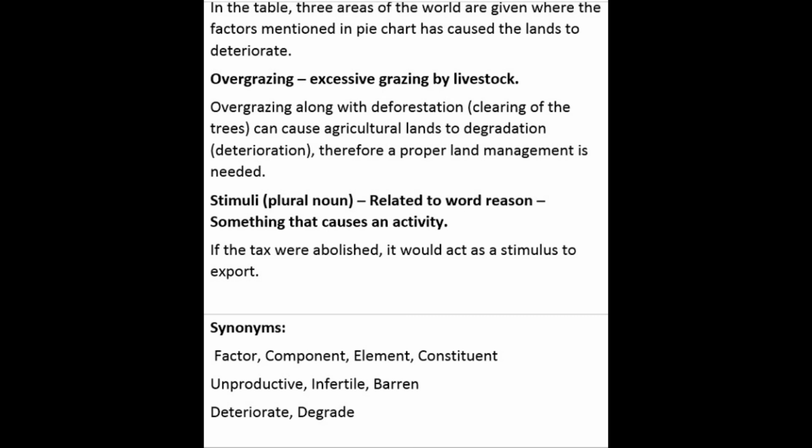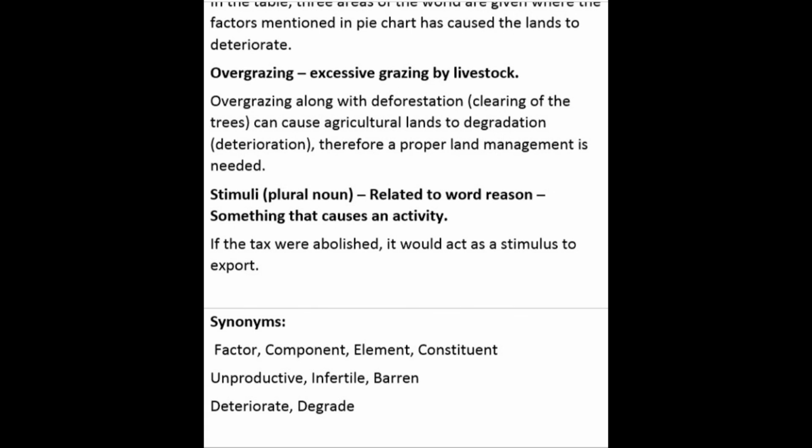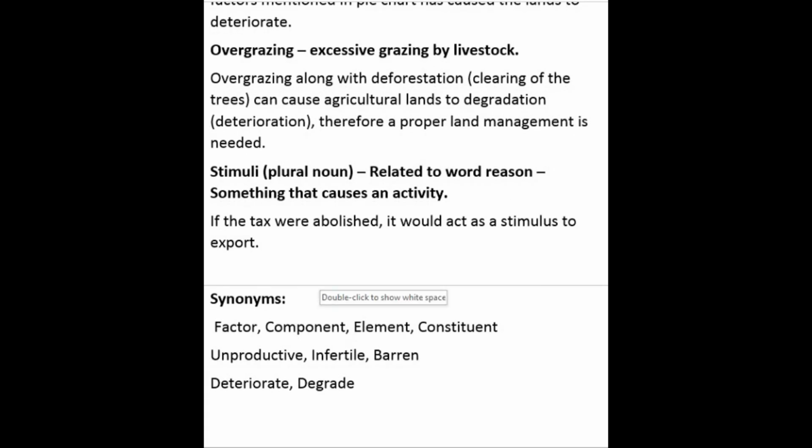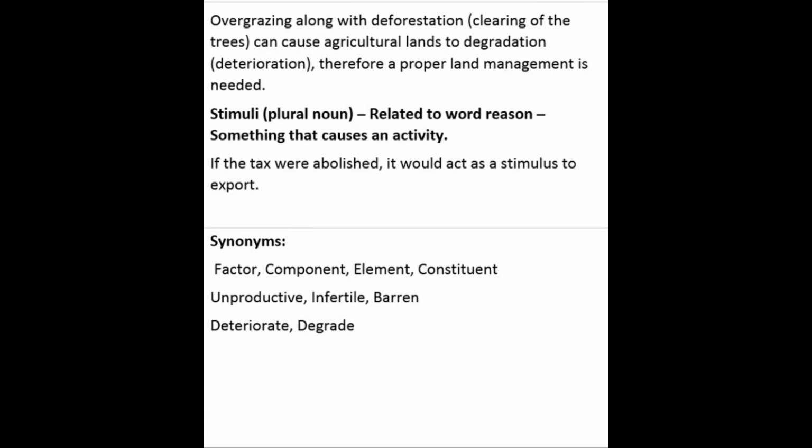Next one is stimuli. This is the plural noun. The singular noun is stimulus and its plural noun is stimuli. It's related to the word reason, and the meaning of this word is something that causes an activity. So the sentence to remember this word can be like, if the tax were abolished, it would act as a stimulus to export. We can increase our export if we can reduce the amount of tax. So stimulus is something that causes an activity.